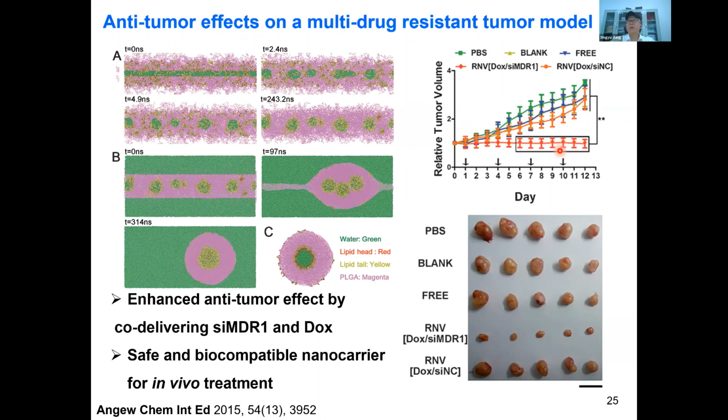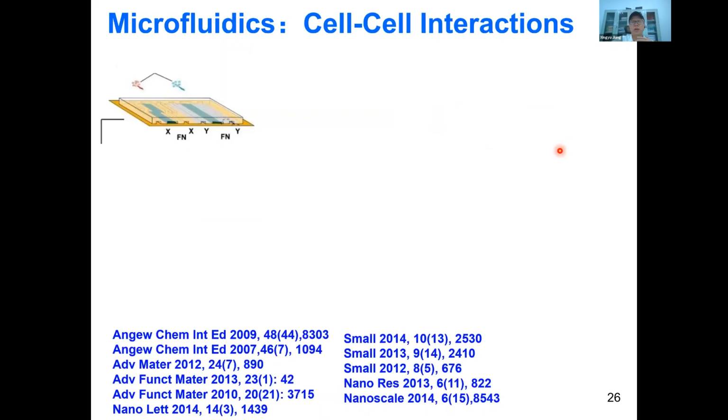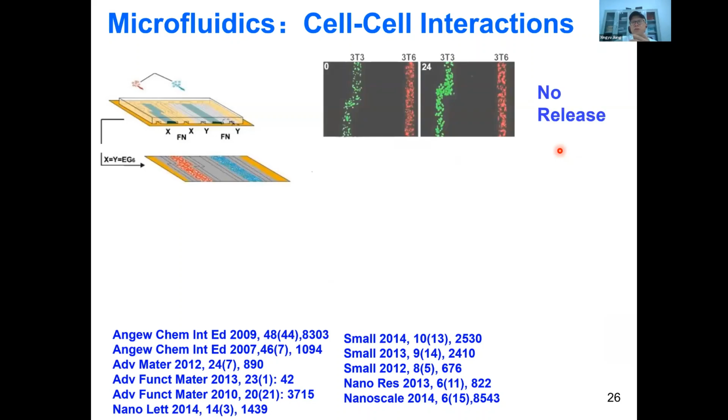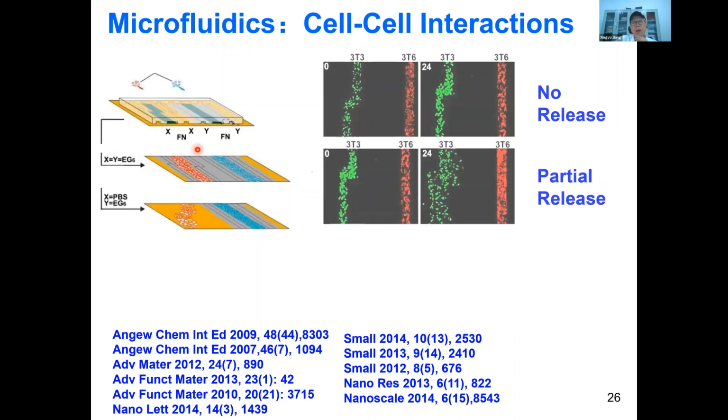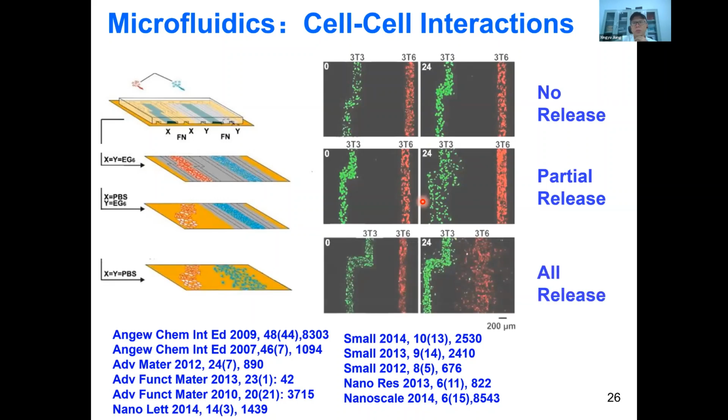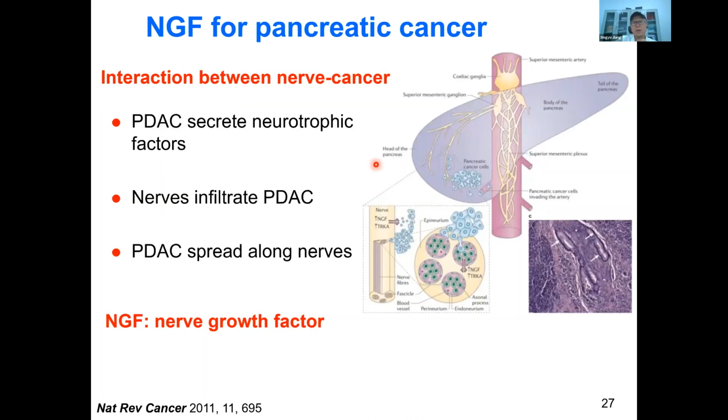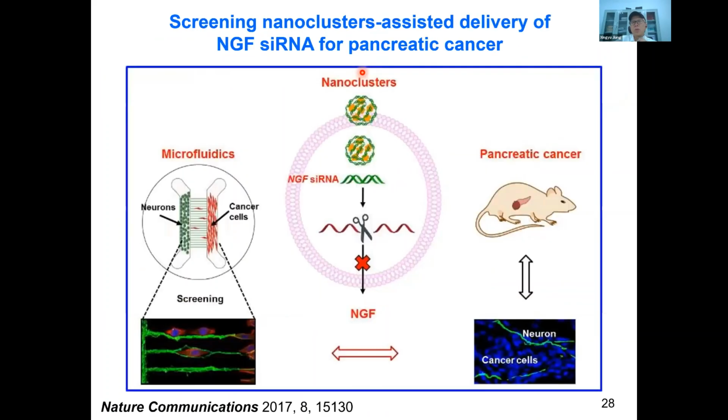So I think I'm running out of my time, but I'll just quickly go through another application using microfluidics to screen for nanoscale therapeutics. We can use microfluidic channels to make these multicellular structures, these cell-cell interaction chips. And we use that to look at the interaction between nerve cells and cancer cells in pancreatic cancer. And we use that as a high content screening to screen the carriers for small interfering RNA. We can do hundreds of thousands of these screenings in microfluidic channels.